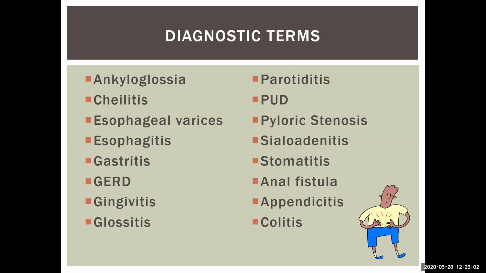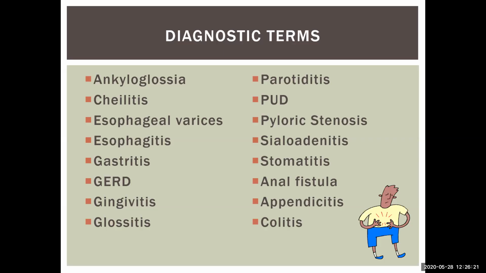Some other diagnostic terms: ankyloglossia is what we call tongue-tied, or a defect in that frenulum. It's too short, so the person talks differently. And then cheilitis is inflammation of the lip. Some people say colitis, but it's cheilitis.